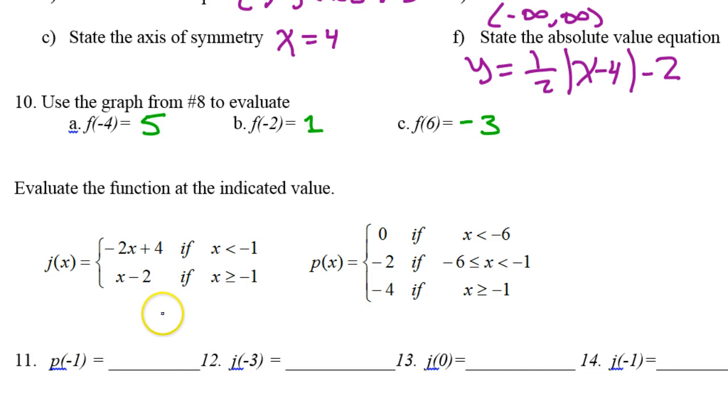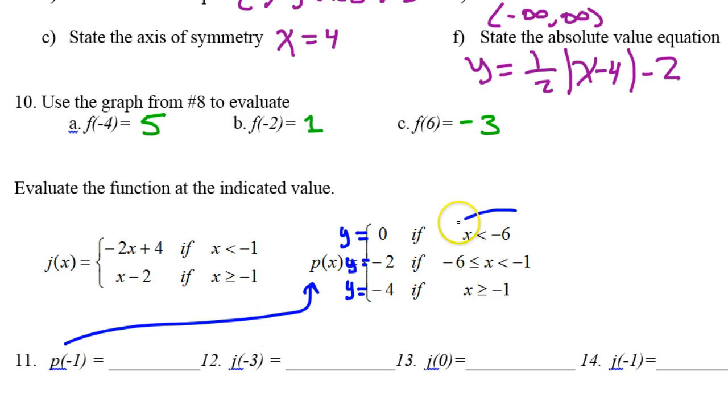In this video we are going to evaluate these piecewise functions for various values of x. So please pay attention to what variable of the function that you have. So for example, number 11, this p refers to function p. So make sure you're using the correct function for the correct problem. So look at function p. We have 3 pieces, 0, -2, and -4. So that's sort of like y equals 0, y equals -2, and y equals -4.